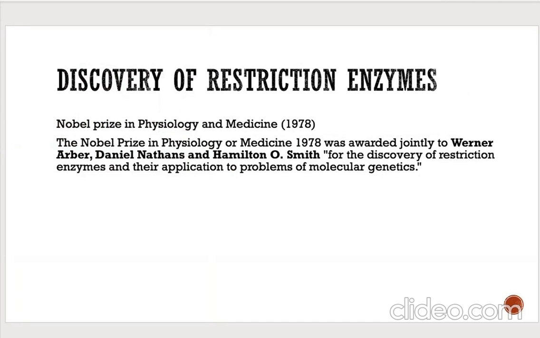Now, the awards for the discovery of restriction enzymes. The Nobel Prize in Physiology or Medicine 1978 was awarded jointly to Werner Arber, Daniel Nathans, and Hamilton O. Smith for the discovery of restriction enzymes and their application to problems of molecular genetics.